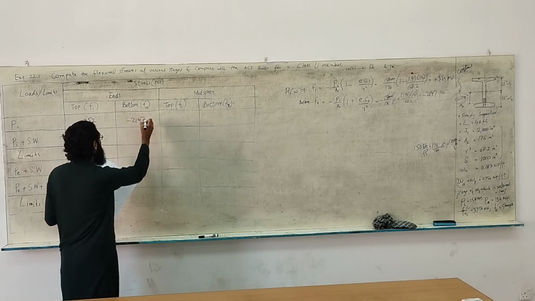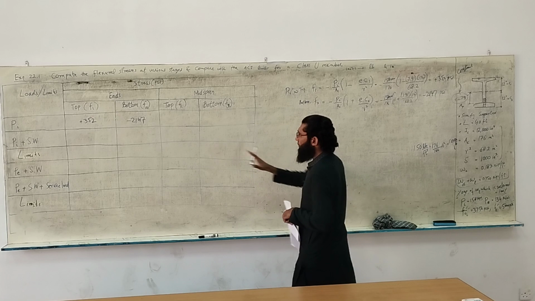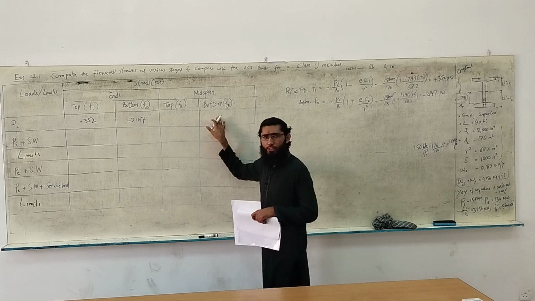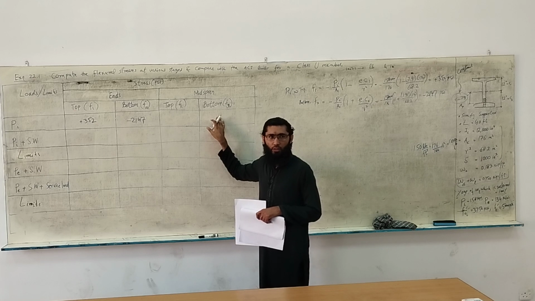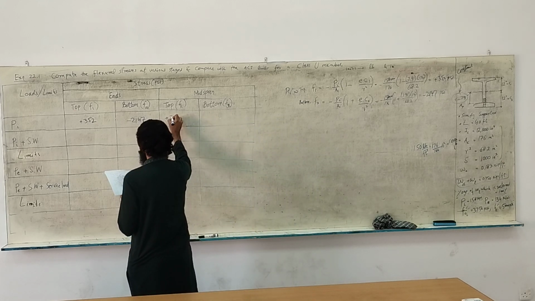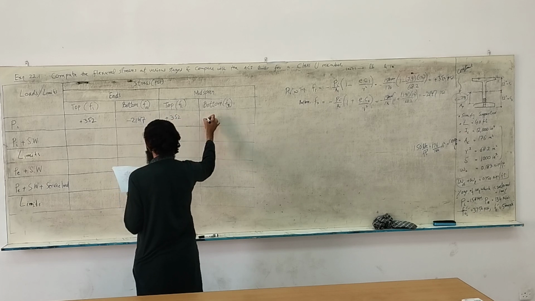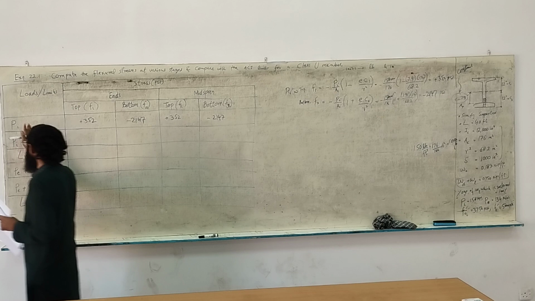Now we're done with the calculations for the ends, and the same calculations will be entered for the midspan because we have the same eccentricity for the ends as well as midspan. So we'll just replicate that: plus 352 and minus 2147. So we're done with the Pi stage.